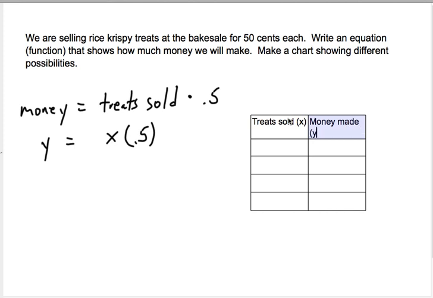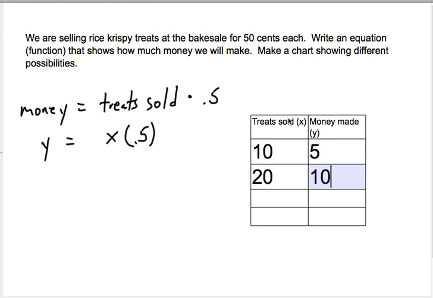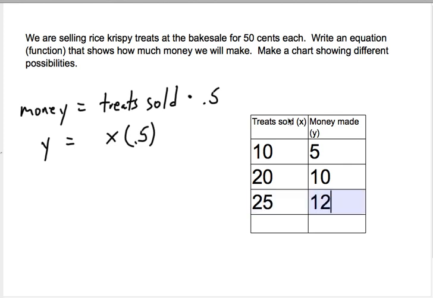So if we sell 10 treats, we're going to make $5. If we sell 20 treats, we'll make $10. If we sell, I don't know, 25 treats, we'll make $12.50. Or if we sell 100 treats, we would make $50. All right? So that's how you would set up something like that.